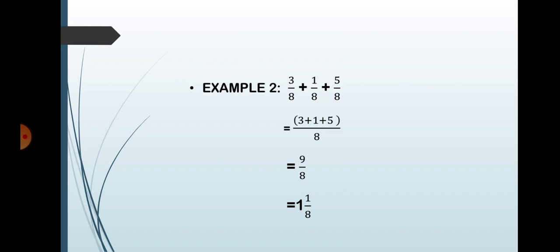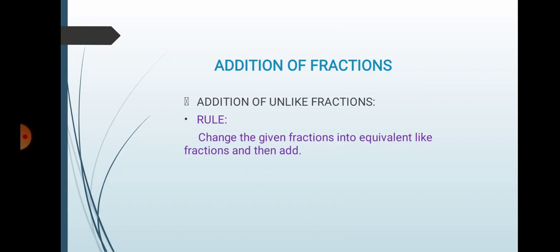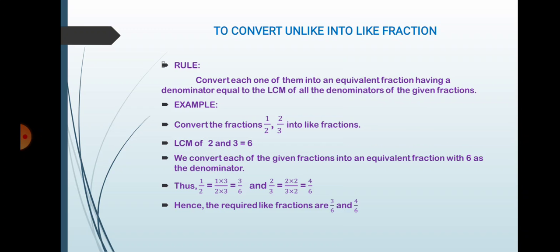Whenever you are getting an improper fraction as the answer, we have to convert it into a mixed fraction and give the final answer. So 9 by 8, if you divide and continue with the procedure, the mixed fraction we will get is 1 and 1 by 8. Now let us learn how to add unlike fractions. The rule is very simple. Change the given fractions into equivalent like fractions and then add. So we have to first change the given fractions to like fractions and then we have to add.